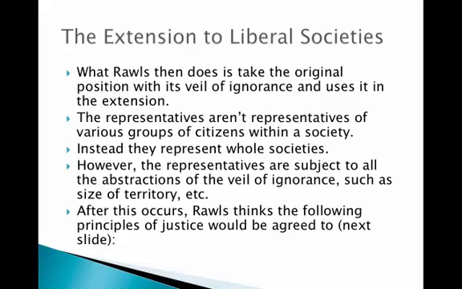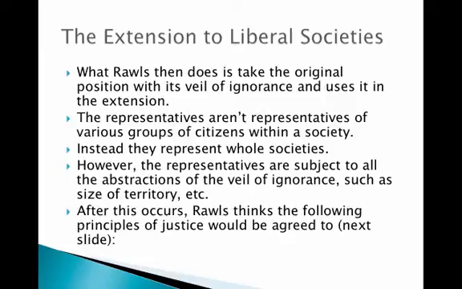Okay, so let's talk about the extension. What Rawls then does is he takes the original position with its veil of ignorance and uses it in an extension. So what you have again is representatives who aren't representatives of various groups of citizens within a society. Instead, they represent whole societies. So it's the same veil of ignorance. It's like the original position, only it's representatives of societies instead of representatives of citizens within societies.